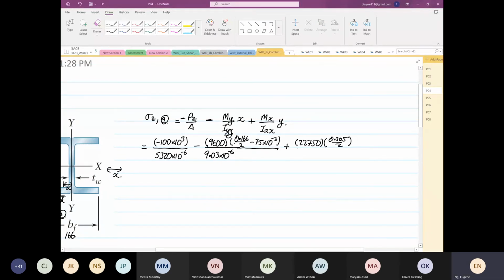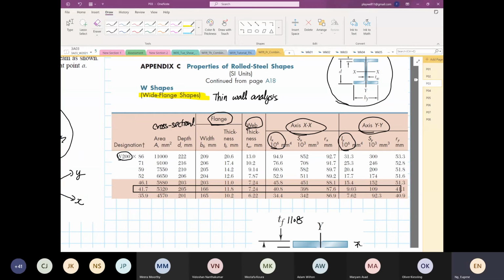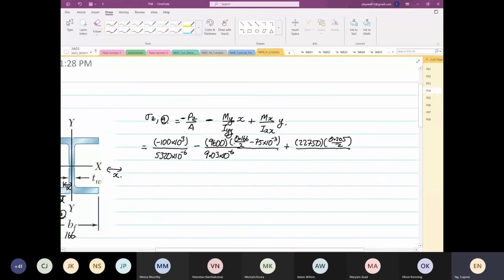divided by 2 divided by Ixx, which is 40.8, so 40.8 times 10 to the power minus 6. So this is equal to 100 power 3 divided by 5320 power minus 6. So it's equal to minus 18.797 times 10 to the power 6.